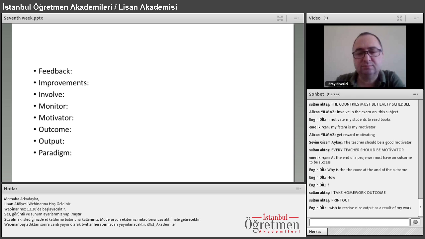Next one is a difficult word. Paradigm. Did you see the meaning of this word paradigm? It means model, example. It should be a kind of good model, good example. What can you write about this paradigm?